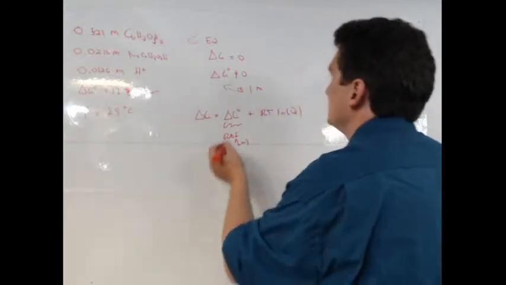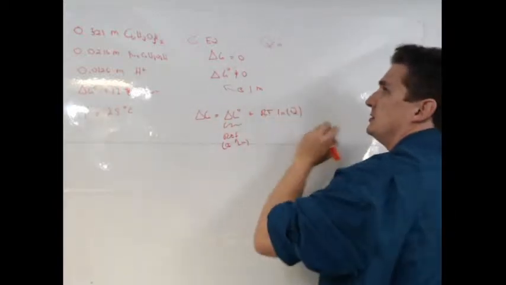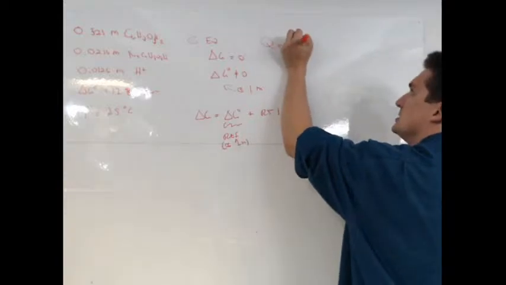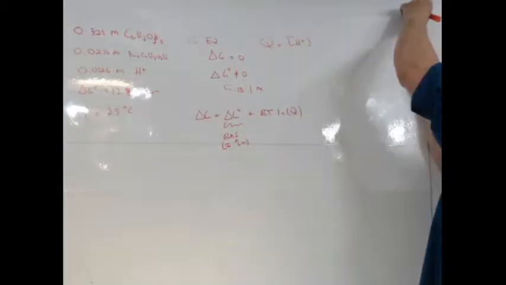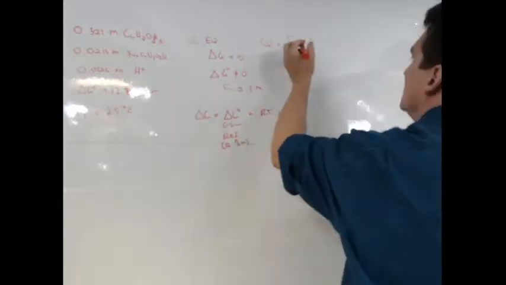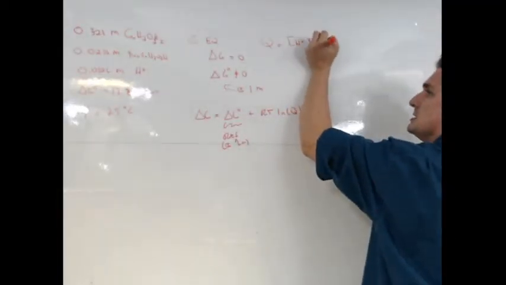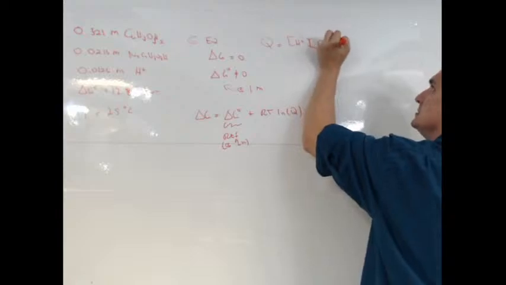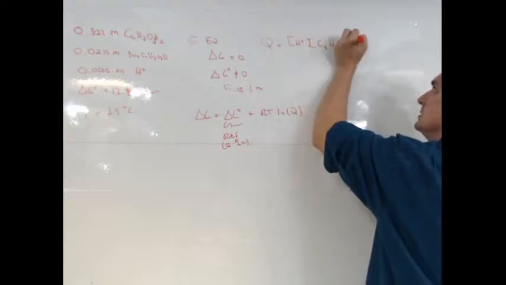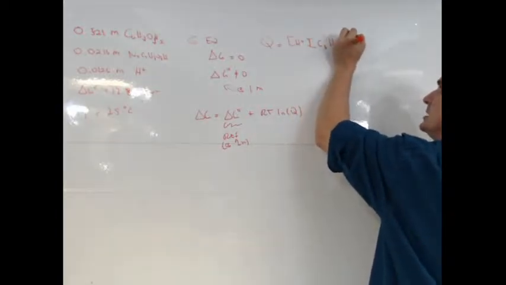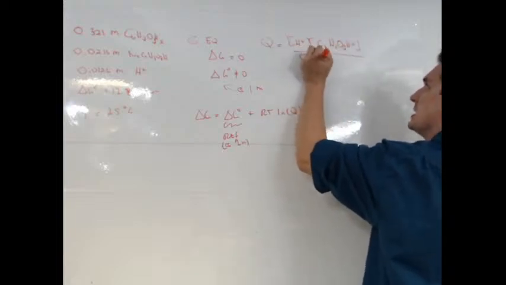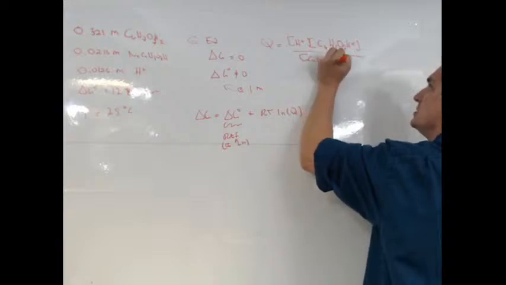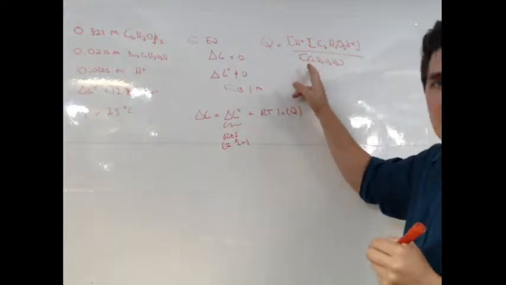So Q here, based on the reaction, is the concentration of H plus, concentration of C6H7O7 H negative, all over the concentration of C6H7O7 H2. You're given all 3 of these numbers.